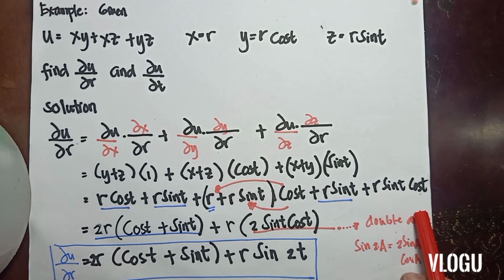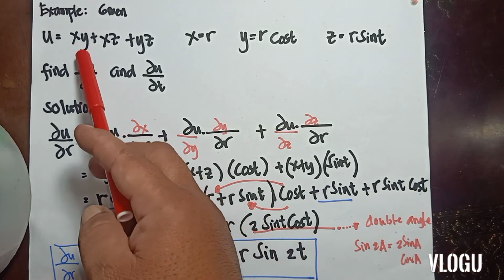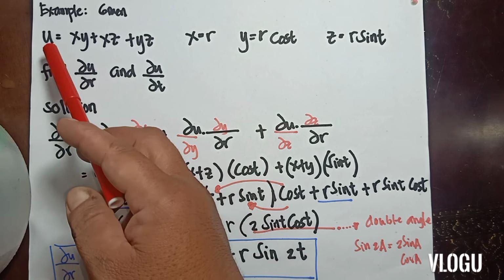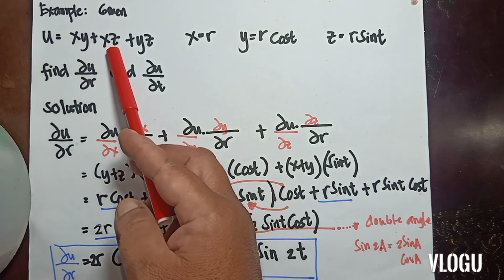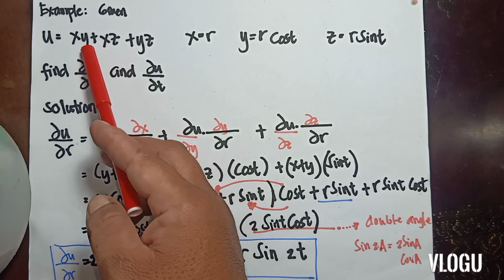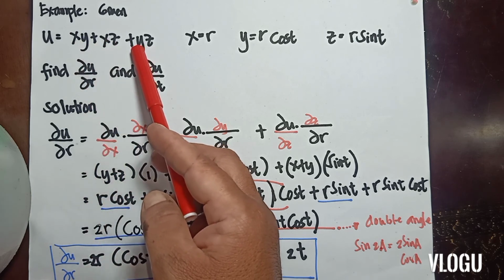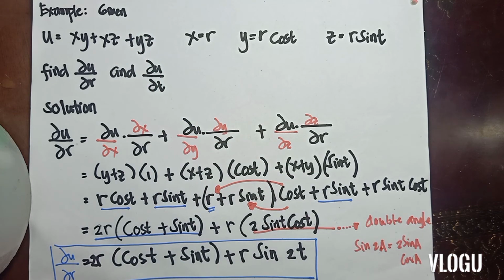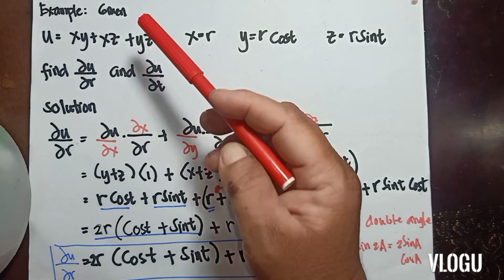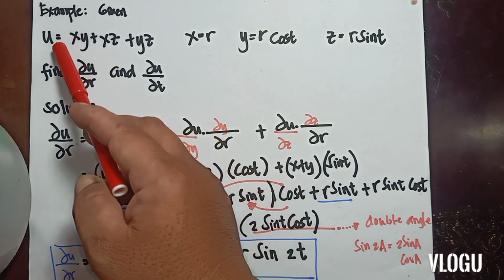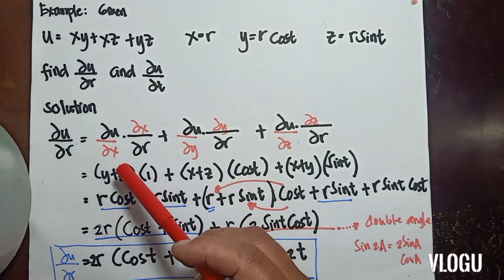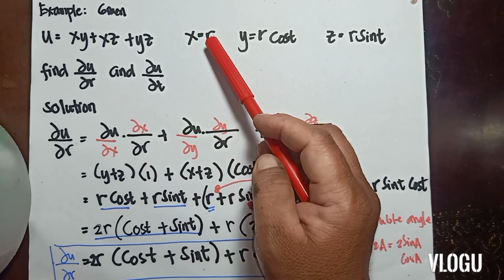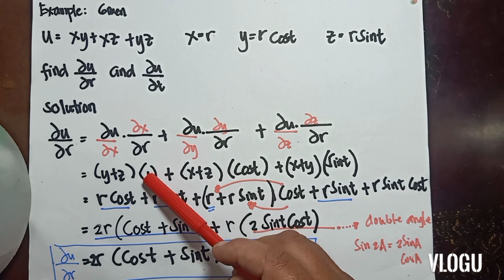Okay. So, in our given, we have u = xy + xz + yz. ∂u/∂x, meaning we are going to find the derivative of u with respect to x. With respect to x, so meaning x is our variable. All others are constant. So therefore, yz becomes 0. Why 0? Because yz is considered constant if your variable is x. So therefore, the derivative of u with respect to x is y + z. Then we are going to have ∂x/∂r. The derivative of x with respect to r is 1.